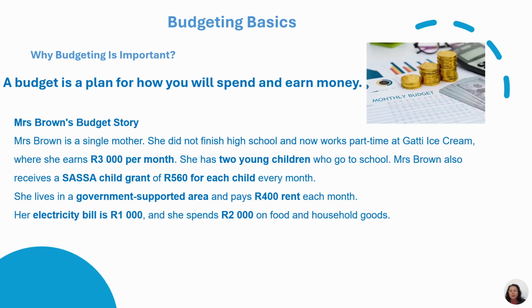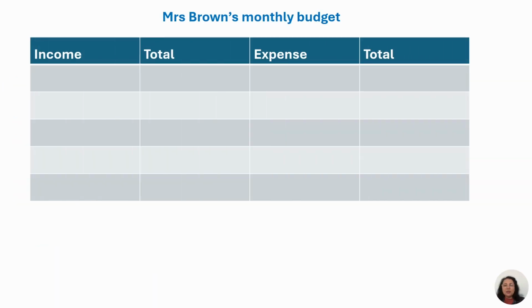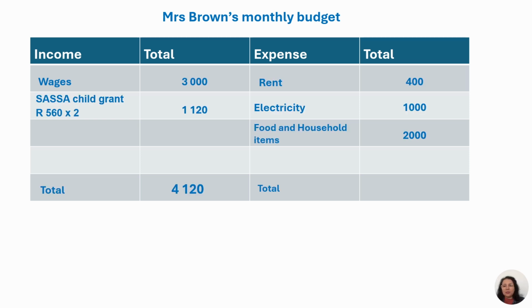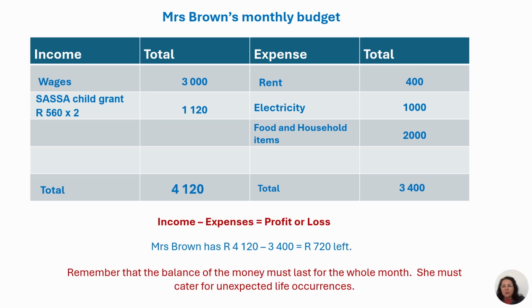Now, I have two questions. The first question I'm going to ask you now, and the second question a little later. Does she have enough money to spend on clothing and luxuries and other expenses? So let's look at a budget. So you learned this in term two. So we put all her income, and now we're going to list all her expenses. And we take our income minus her expenses, which gives her profit, and she has 750 Rand left.